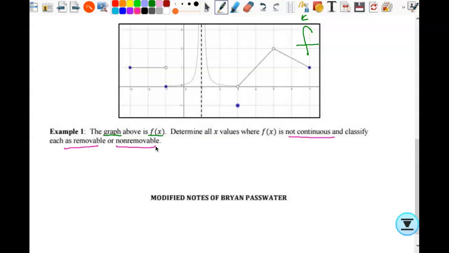Oh, and I need to figure out what time we get out of here. This is 5th period, 12:15.